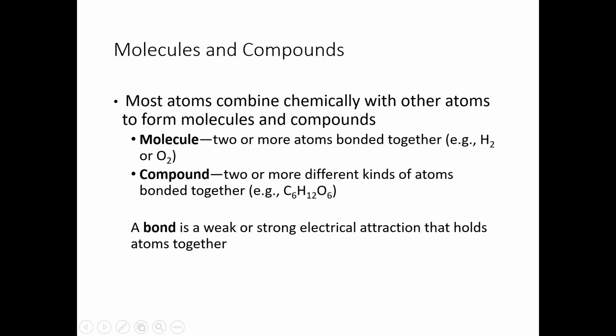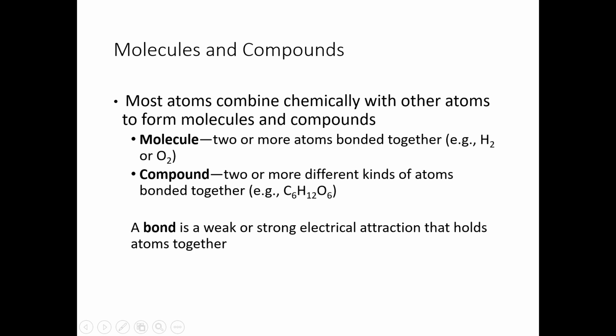Molecules and compounds. Most atoms combine together using chemical bonds to form molecules and compounds. A molecule is 2 or more identical atoms bonded together, like 2 atoms of hydrogen make a molecule of hydrogen, or 2 atoms of oxygen make a molecule of oxygen.